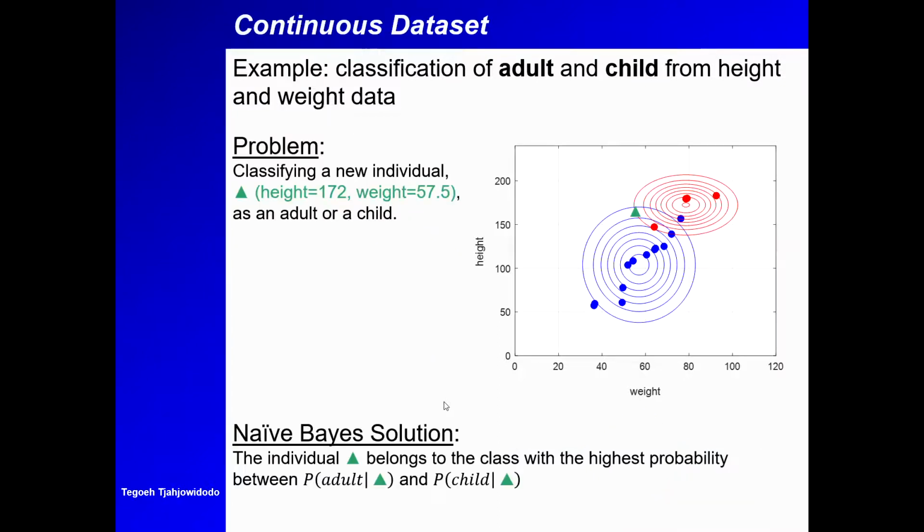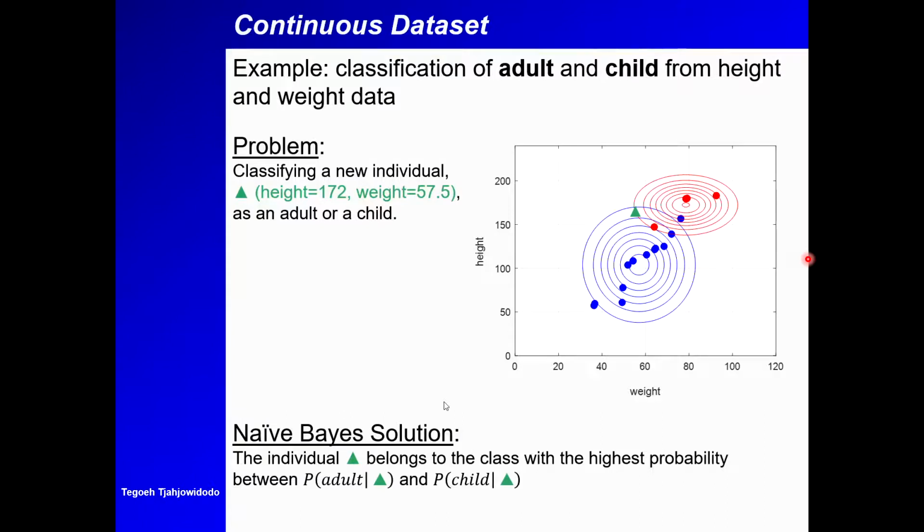Now, back to our problem. We have a new individual where the height is 172 and the weight is 57.5, which, if I plot it in this 2D plot, will be somewhere here. The question now: how should we classify this new individual? Is this classified as a child or as an adult? That is the problem that we have to solve, and we are going to solve it using the naive Bayes approach.